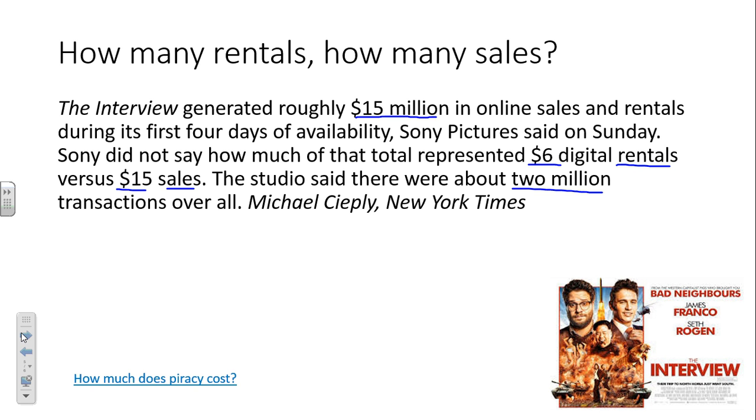So we have enough information there in that story problem to figure out how many rentals transactions there were and how many sales transactions there were. So how many transactions did we have? 2 million. Okay. Is everyone okay if we let R be the rentals and S be the sales? Okay. So R plus S is 2 million.